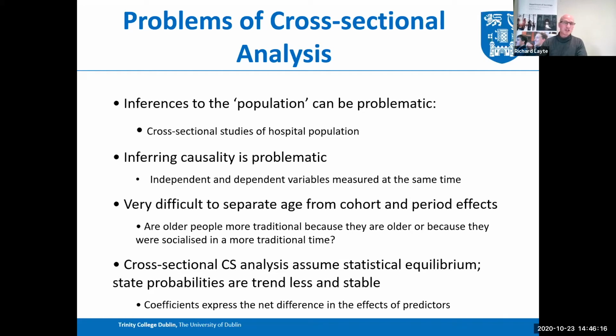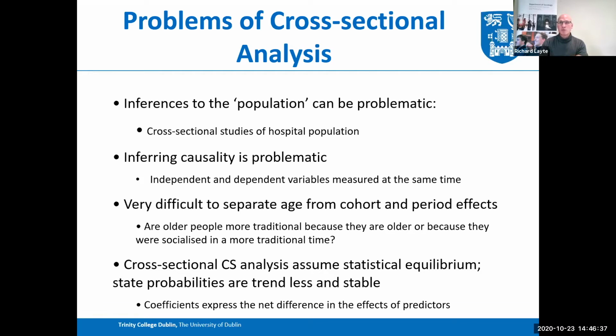And longitudinal research is going to be much more effective, indeed essential, if you want to try to establish causality, which is frankly what often social scientists are trying to do. With cross-sectional data, you're going to find it really hard to separate age from cohort and period effects, okay?